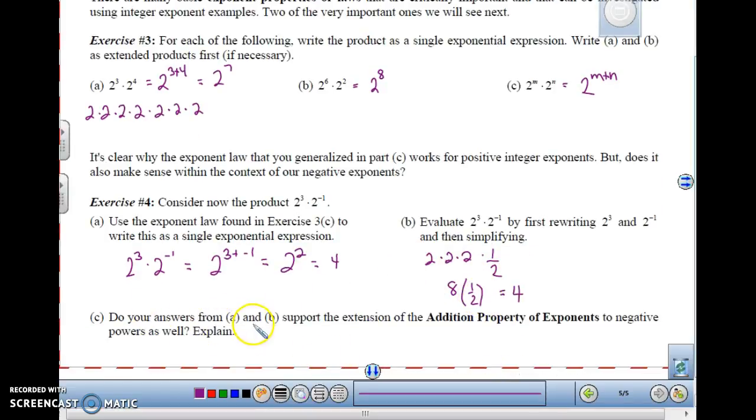So do your answers from A and B support the extension of the addition property of exponents to negative powers as well? Yes, because A and B are equivalent. We got the same answers by doing it using the addition property and by writing it as extended products. So because A and B are equal, that is true. We got the same answer doing it both ways.